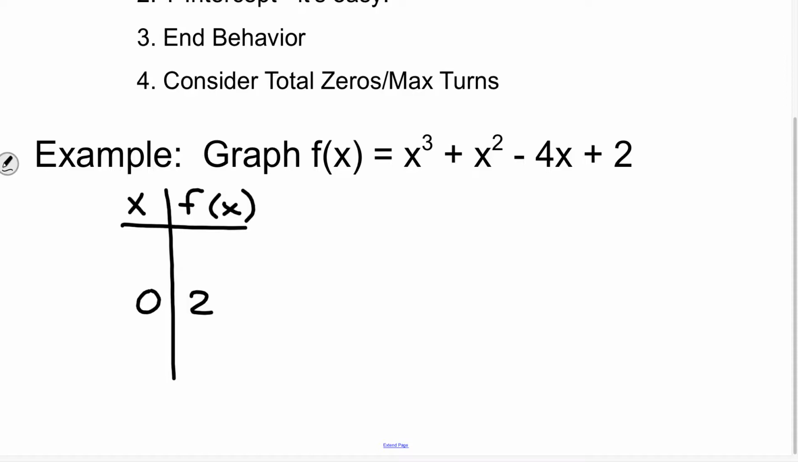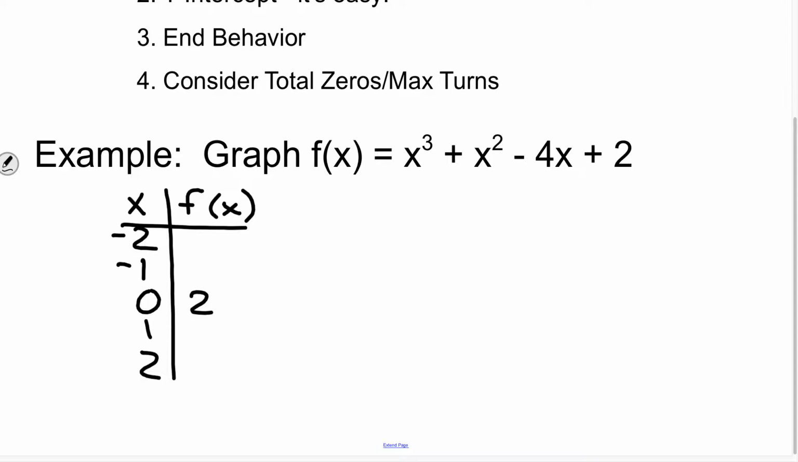Already, 3 cubed is what value? 3 cubed is 27. 3 squared is 9 times another 3 makes it 27. So wow, that's already pretty big, right? So I'd probably pick some positives. So I'd pick 1 and 2, and I'd pick some negatives. Now, if you're not convinced about what your graph should be doing, you could always pick more numbers or numbers that were further away.